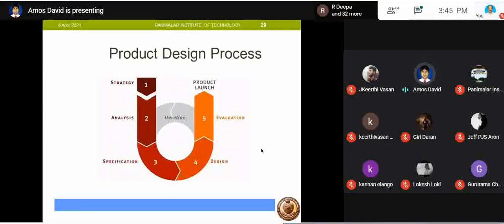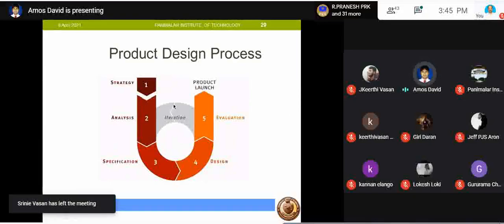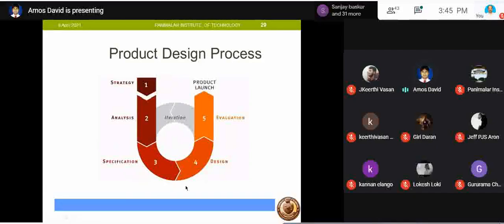So this is basically how the product design process is. Strategy is made first, and then analysis is done. Then specifications are fixed, what kind of specifications we need to produce a product. Then the design is done, and then evaluation of the product. If the evaluation is not proper, then they have to go back to the analysis again. This is actually a loop.